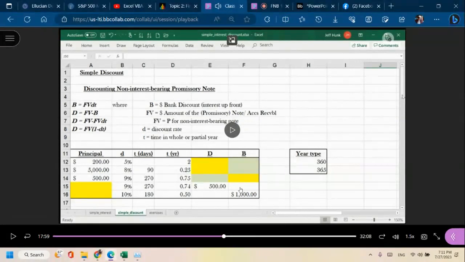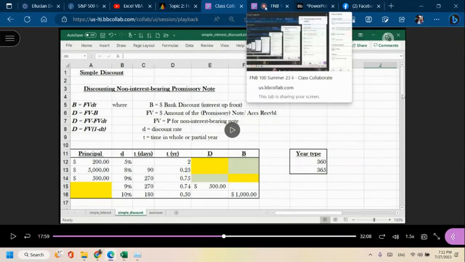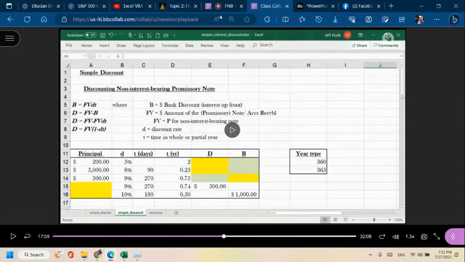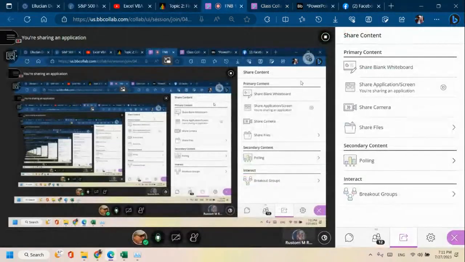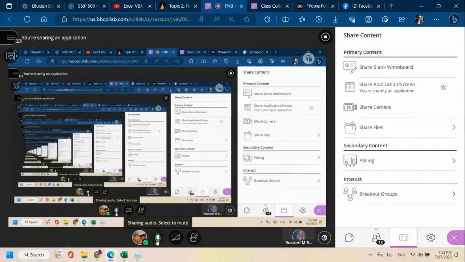Okay, so I guess since the time is 7:11 right now, I think it's a good time to take a 10-minute break and reconvene at 7:20 or 21. Okay, so let's take a 10-minute break. Any questions? All right. Let's take a 10-minute break.